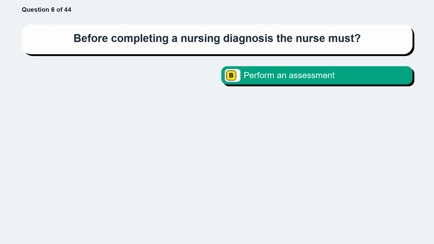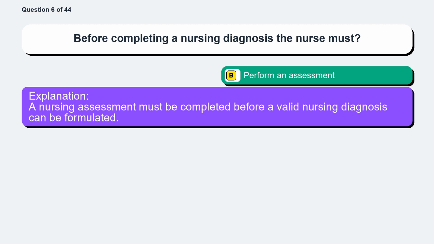The correct answer is option B, perform an assessment. A nursing assessment must be completed before a valid nursing diagnosis can be formulated.